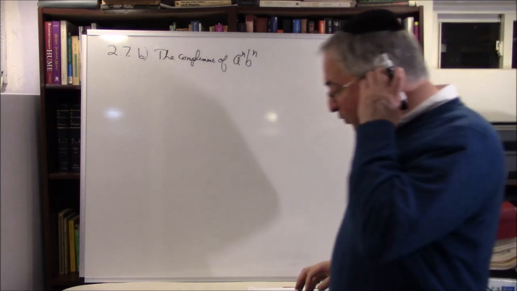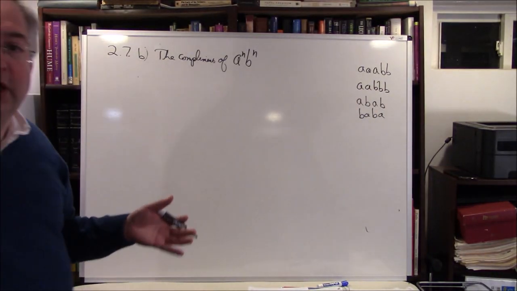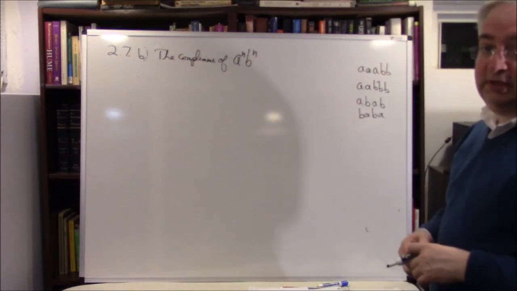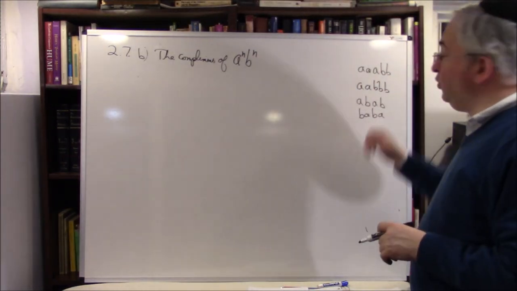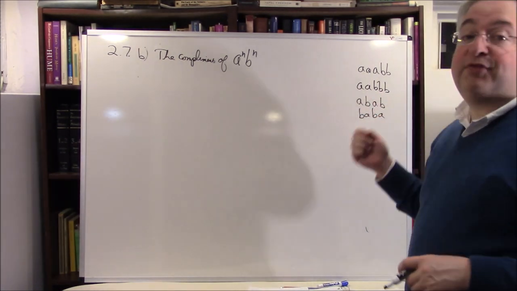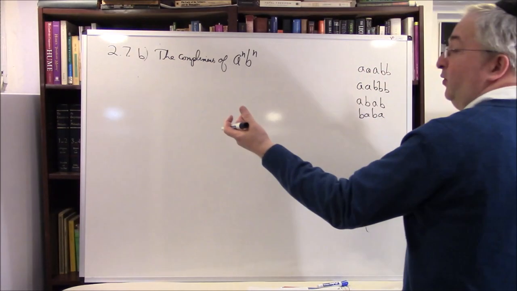Okay, so the way to think of it is as follows. There's three possible ways that you can get into this language. One is you have more A's than B's. Two is you have more B's than A's. Three is you're not of the right form. The right form is all your A's followed by all your B's.